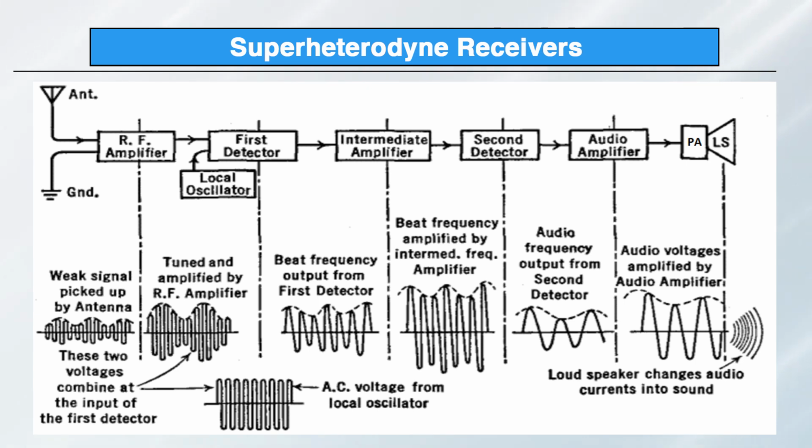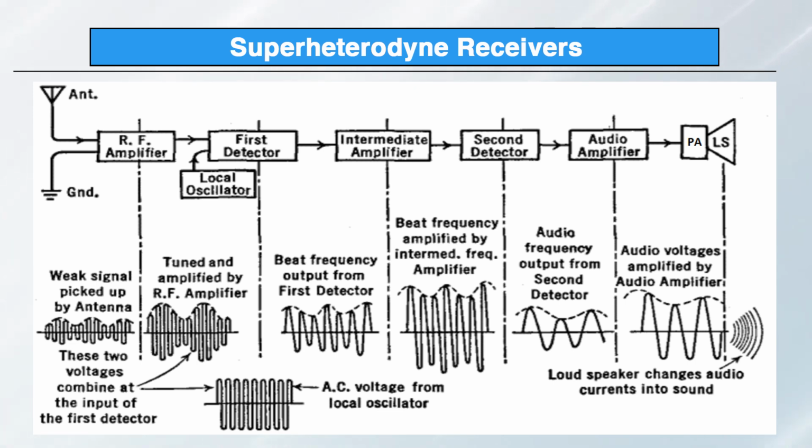The next component is the mixer stage. The mixer stage in a superheterodyne receiver is crucial for frequency conversion, translating the received RF signal to a lower intermediate frequency signal. The function is to combine the RF signal with a local oscillator signal to produce an intermediate frequency signal, generating the sum and the difference frequencies, with the difference frequency being the desired IF signal.